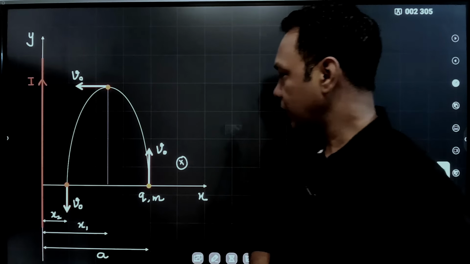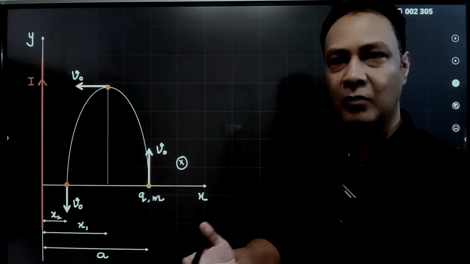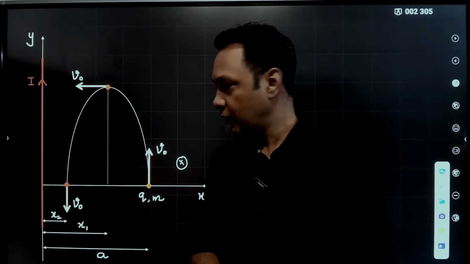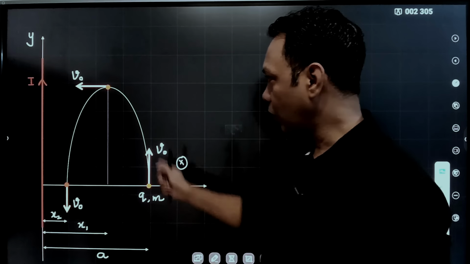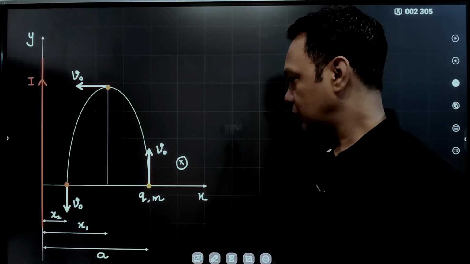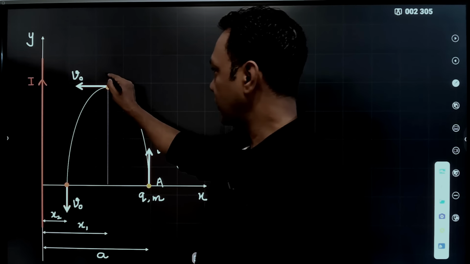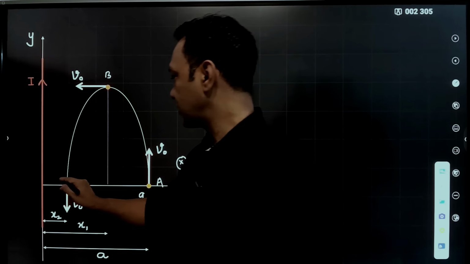And one more thing, magnetic forces do no work. Magnetic forces do no work because the force is always perpendicular to velocity, so it cannot change the speed. So at all points it will have the same speed v naught. So let me name these points. Suppose this point is A, this point is B, and this point is C.